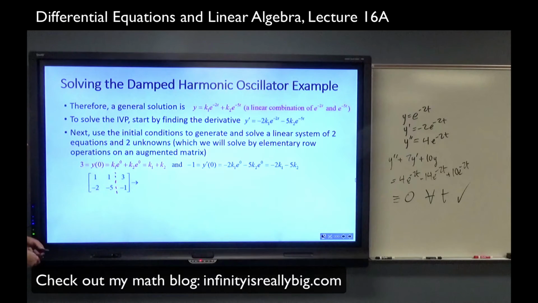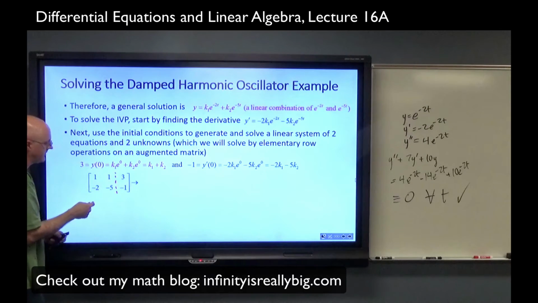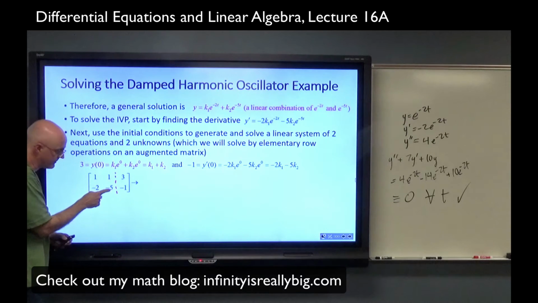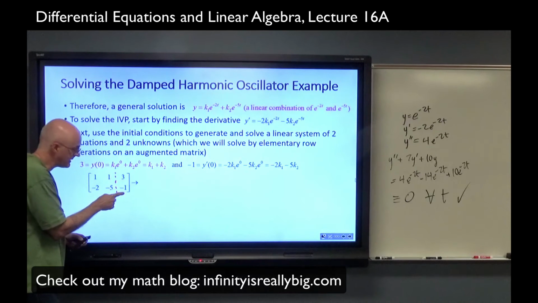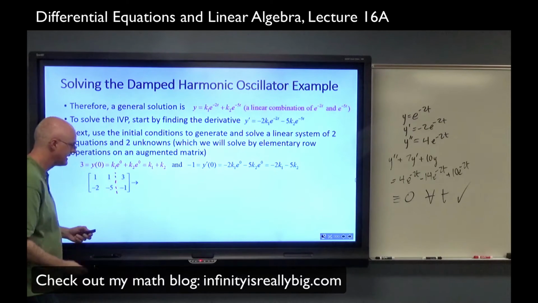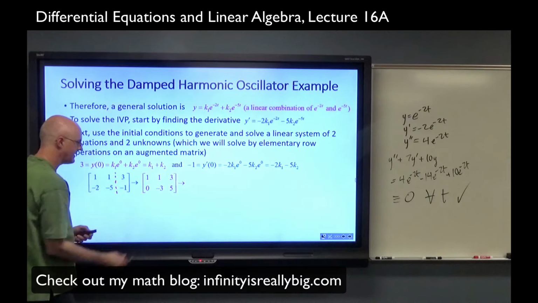Do row operations to reduce to row echelon form. We've got a leading one there already. Multiply row 1 by 2 and add it to row 2 so that this becomes a 0. But you do need to do the other calculations. 1 times 2 is 2 plus negative 5 is negative 3. This will become a negative 3. And 3 times 2 is 6 plus negative 1 is going to become a 5 in the lower right corner. And yes, we see the negative 3 and the 5.